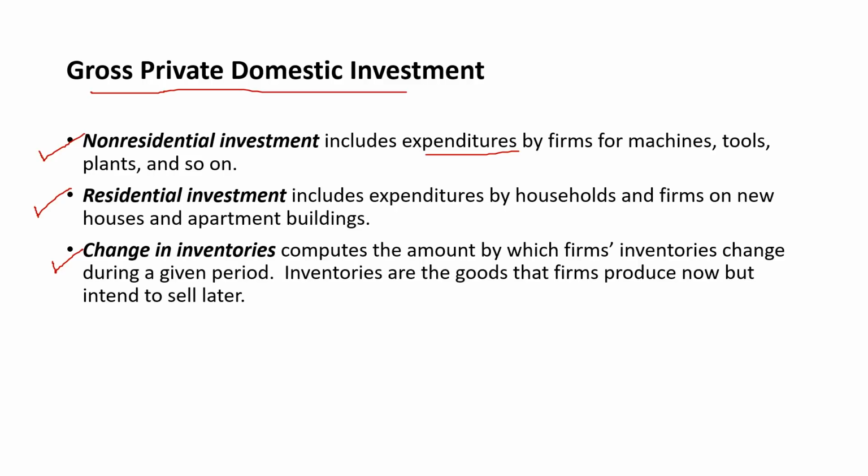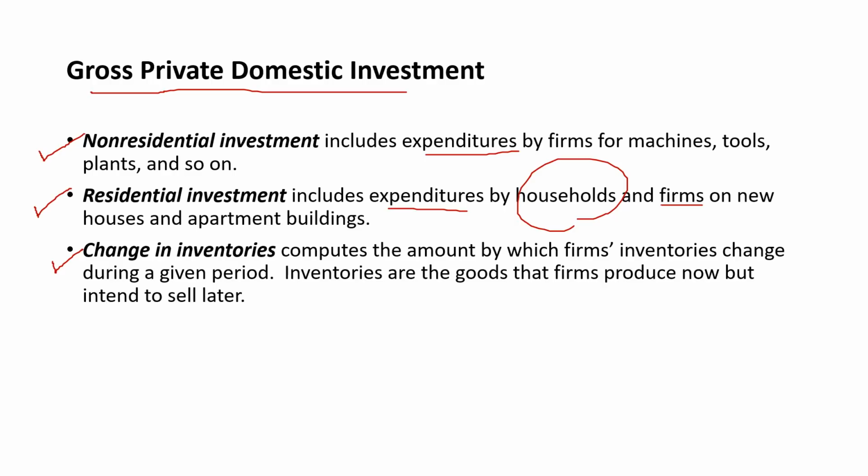So as I said earlier, if, for example, a factory wants to operate its business, it needs to buy tools, it needs to buy machines, and so on. Residential investment includes expenditure by a household and firm on new houses and apartment buildings. So if a household or a company or a firm wants to buy new houses or apartments, it is going to be a part of residential investment.